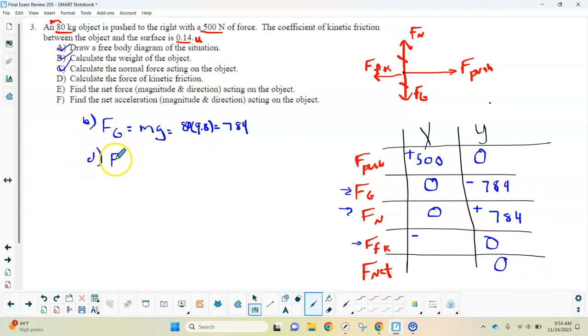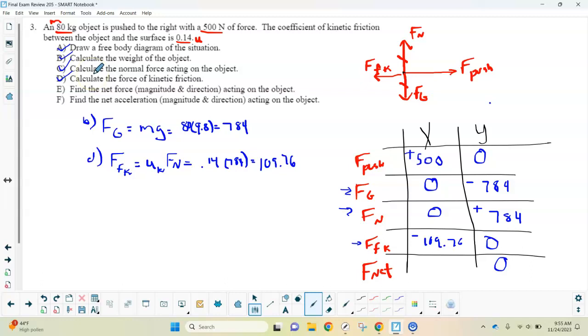So the kinetic friction equation is the fun equation. It's the coefficient of kinetic friction times the normal force. And we have both those numbers, so that shouldn't be a big deal. So 0.14 times the 784. And if you multiply those out, that gives you a value of 109.76. So 109.76 is going to go in this box. And then we've calculated the force of kinetic friction.